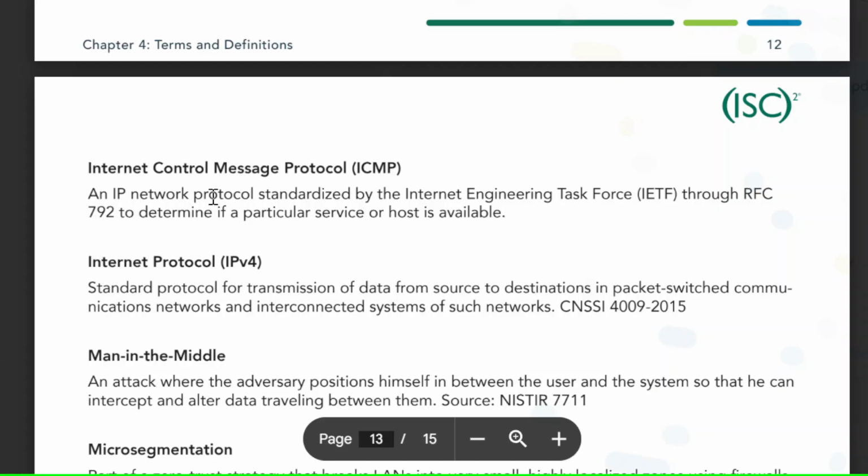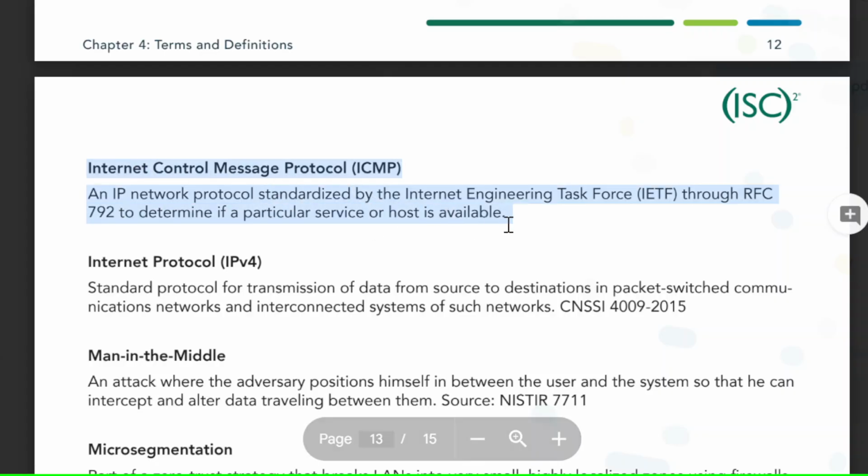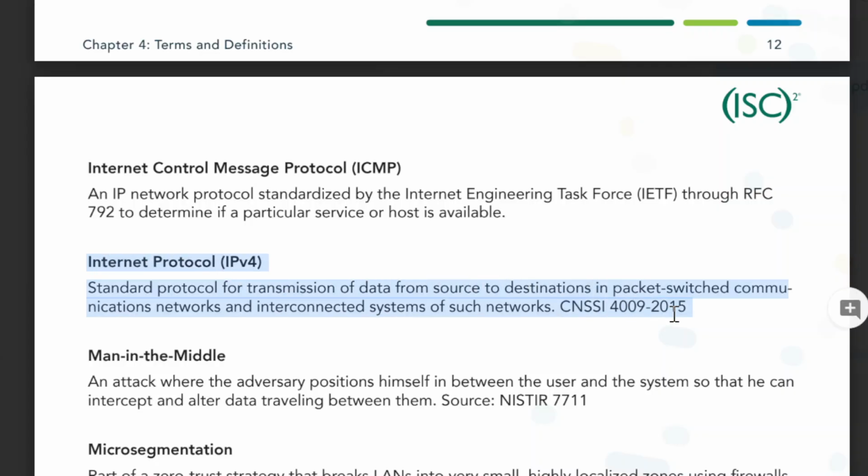Then next we have Internet Control Message Protocol, ICMP, an IP network protocol standardized by the Internet Engineering Task Force through RFC 792 to determine if a particular service or host is available. The next we have Internet Protocol, a standard protocol for transmission of data from source to destination in packet switched communication networks and interconnected networks of such networks.